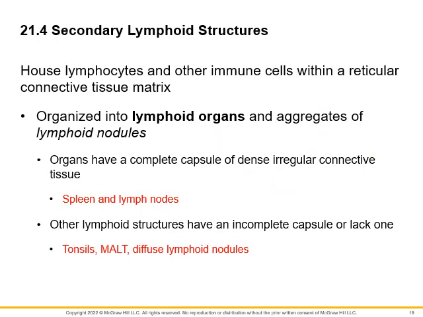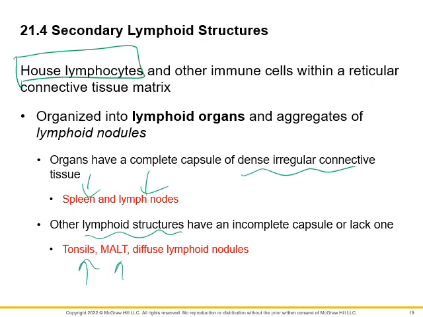You can see listed here secondary lymphoid structures. So again, these are just going to house lymphocytes. So they don't create them or mature them. They're going to house lymphocytes and other immune cells. The spleen and lymph nodes are ones that we'll talk about. They have a capsule, dense irregular connective tissue. There's going to be some other secondary lymphoid structures that don't have a capsule or it's incomplete. So tonsils, MALT.